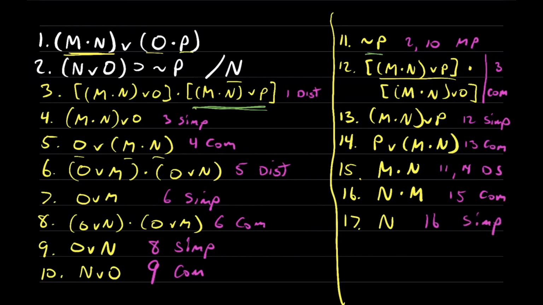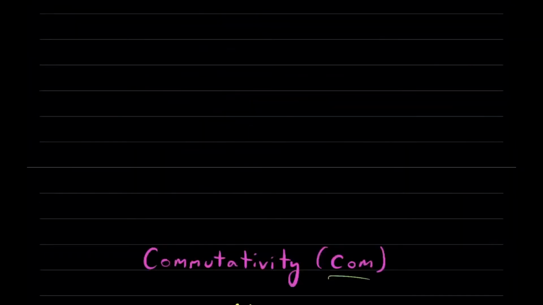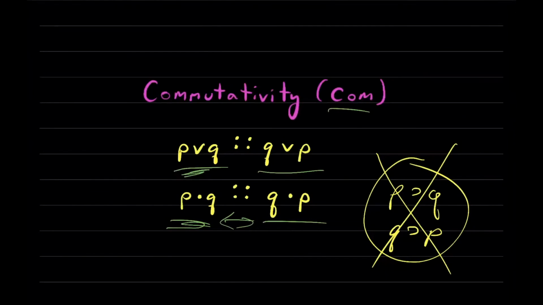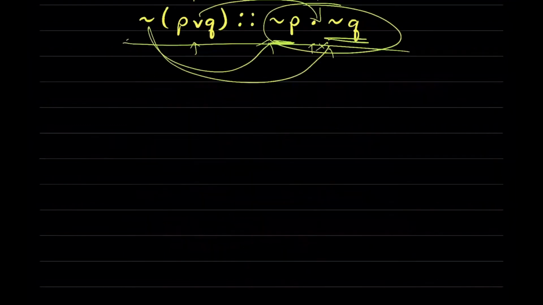Okay, so that's the last proof I have for you guys. Just as a quick reminder, we'll scroll all the way back up here. There are 5 new rules. Double negation lets you introduce or remove a double negation. You've got commutativity that lets you switch around the order of a disjunction or a conjunction. You've got De Morgan's rule that lets you distribute the negation to both terms of a conjunction or a disjunction as long as you change the sign from a wedge to a dot or vice versa.